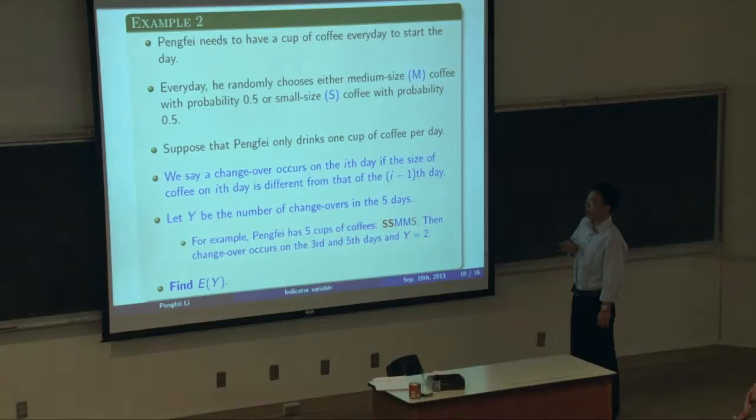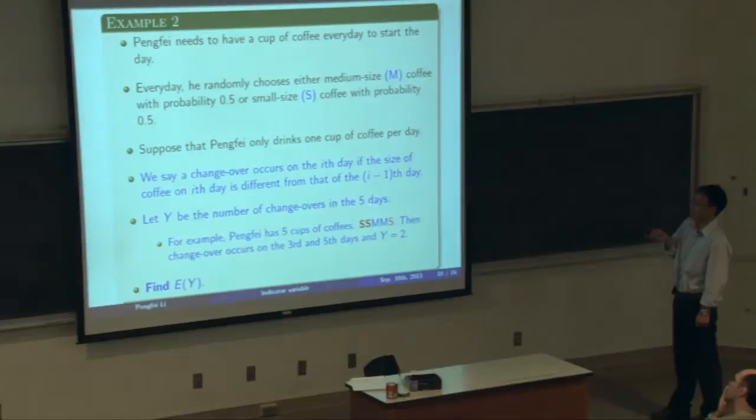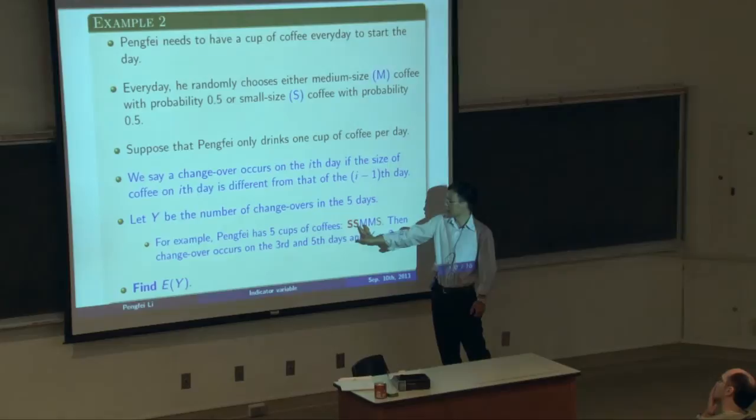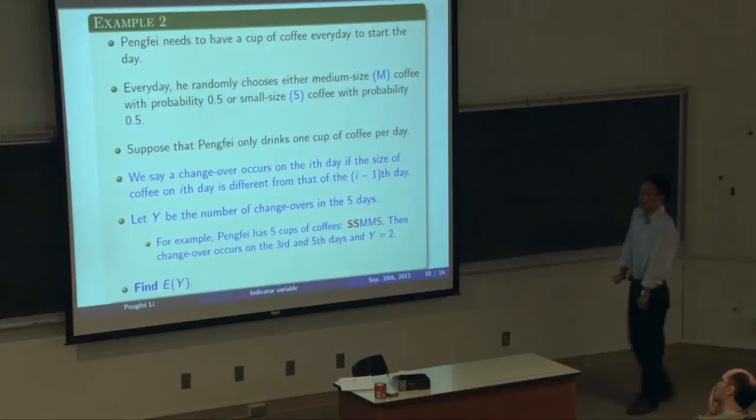Now, I give you an example here. Suppose I drink 5 cups of coffee in a week. So we have small size, medium size, and small size. Then the changeover will happen here and here, so the third day and the fifth day, because these two days are different. And then the number of changeovers in 5 days will be equal to 2.